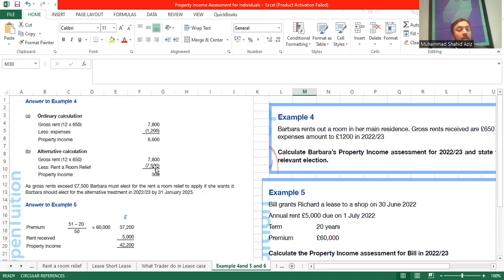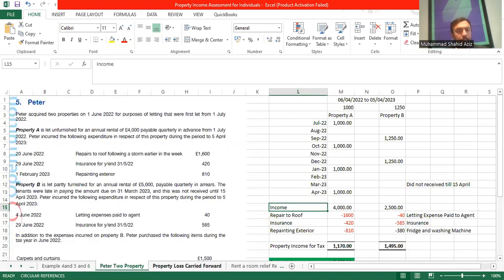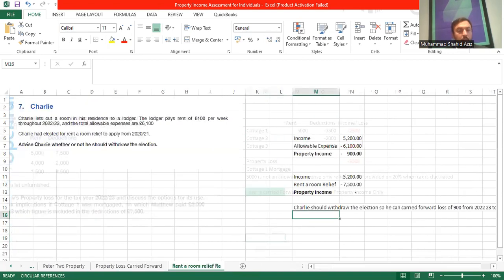But what she needs to do is an election when she does her tax return, and the time period is 22 months after the end of the tax year. So for example, for the tax year ending 2022-23, she needs to do it by 31st January 2025. Rent a room relief.